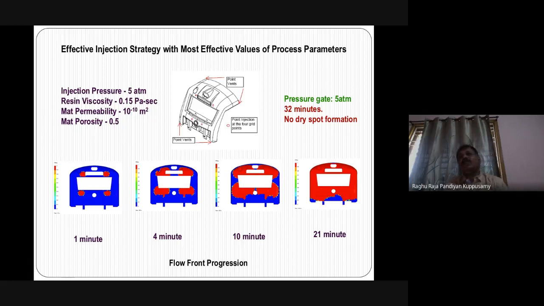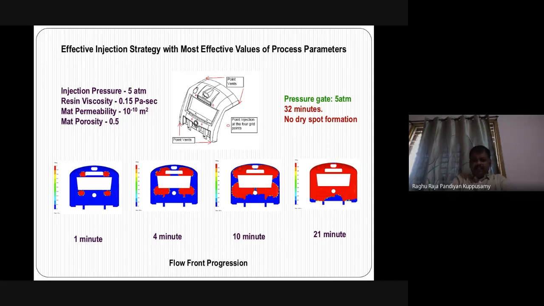So with respect to all the analysis, I came up with an effective injection strategy with effective process parameters. The effective injection pressure is 5 atmosphere. The chosen resin, an advanced unsaturated polyester, has a viscosity of 0.5 Pascal second. Mat permeability is on average 10 power minus 10 meter square, and mat porosity is a very simple formula, so we can measure that. These are the resin parameters and fiber mat parameters fed in.